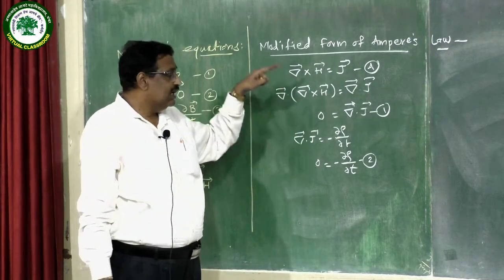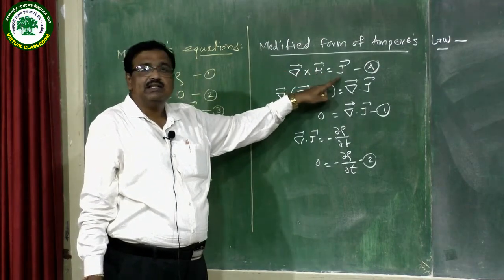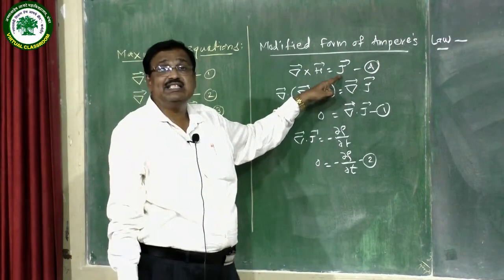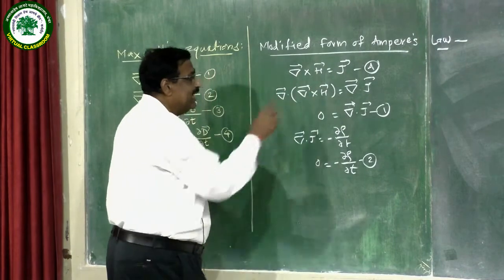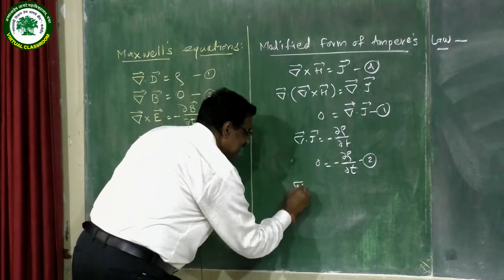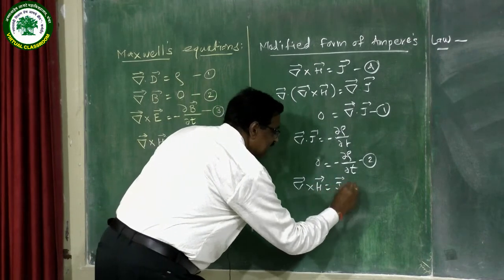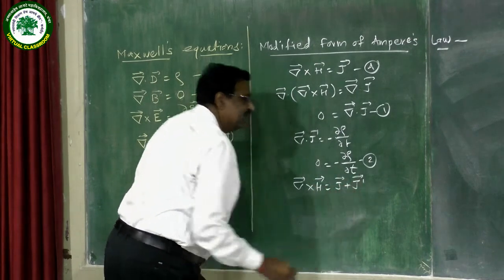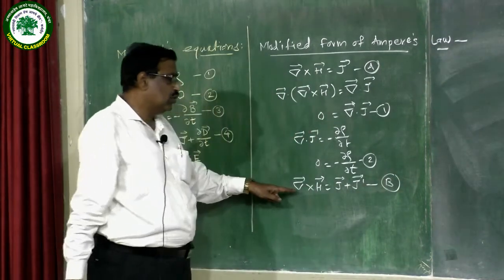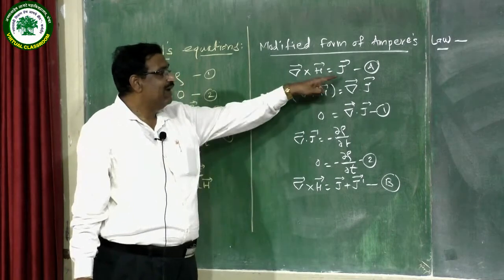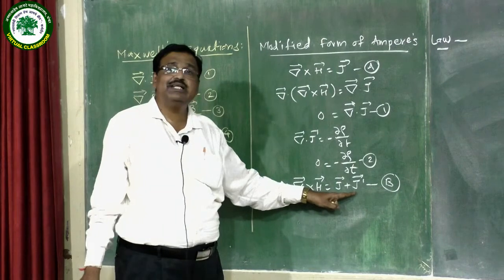And so to obtain the modified form, he suggests that the current density, the true current density, is incomplete, and he suggests something should be added in J. That means equation A can be rewritten as curl of vector H is equal to J plus, suppose it is denoted by J dash. So this is equation number, suppose, B. So Maxwell proposed that the value of J is incomplete, so he added some term in this case, which is indicated by J dash.